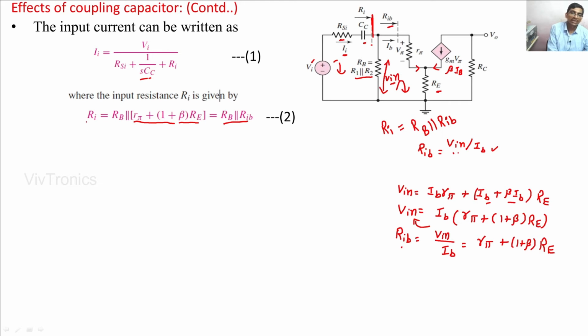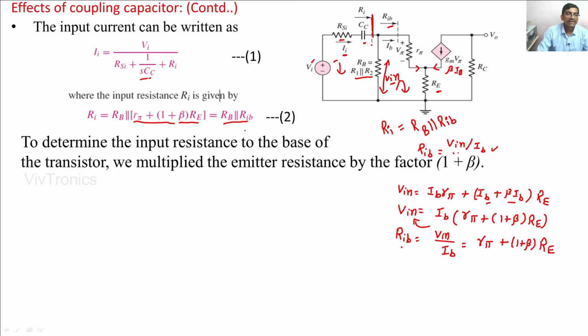Therefore, the total input resistance Ri is equal to Rb parallel Rib. And to determine the input resistance to the base of the transistor, we multiplied the emitter resistor by a factor of 1 plus beta, which is called the resistance reflection rule. So, we just multiplied the emitter resistance by a factor of 1 plus beta, which is also called the resistance reflection rule.